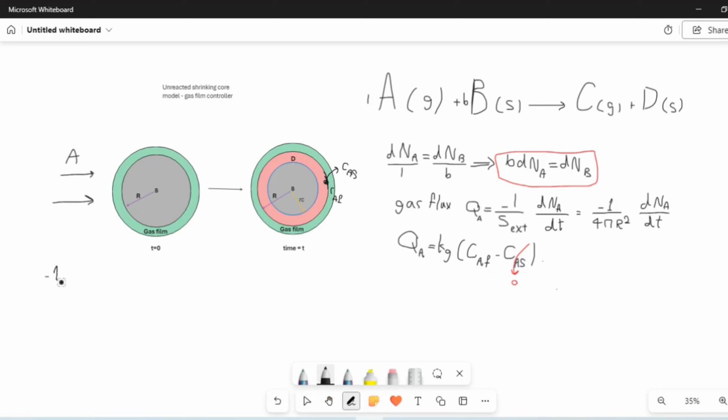Now, with this simplification, we get minus 1 over 4 pi r squared multiplied by dNA divided by dt equal to kg CAF.